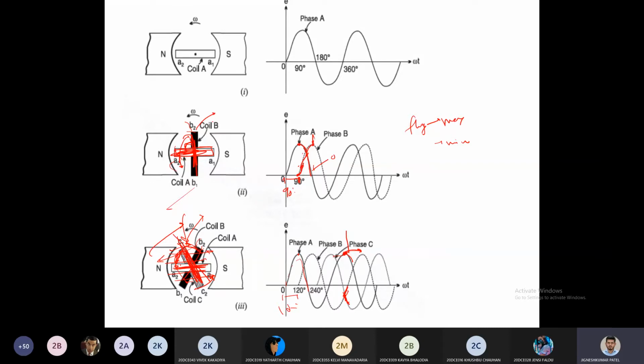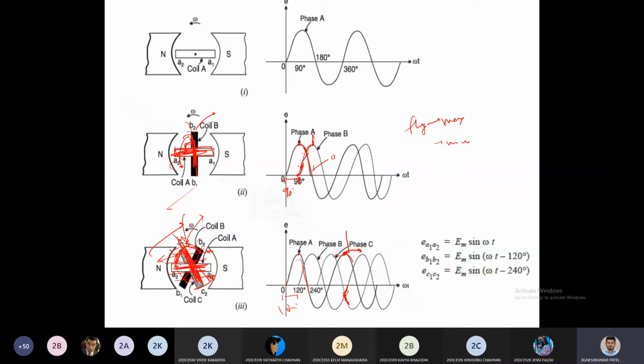So what will happen? At any given point of time, one coil would be producing a maximum EMF and the other two would be producing a lesser EMF compared to that. And when it starts to rotate, it will produce an EMF according to the flux cut. This is why we get the 120-degree angle here, or the 90-degree angle in the two-phase system. But we will be discussing the three-phase system in detail throughout this course.